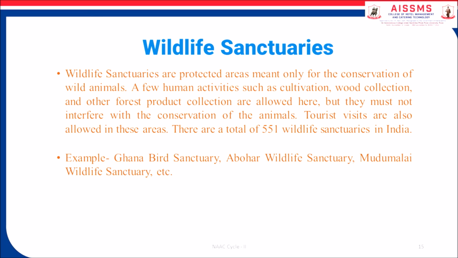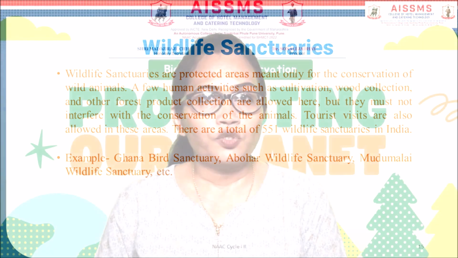There are a total of 551 wildlife sanctuaries in India. These are the places where only wild animals can be found. Certain human activities like timber harvesting, cultivation, collection of woods and other forest products are permitted unless they interfere with the conservation project. Recreation tourism is also permitted, and examples of wildlife sanctuaries are Ghana Bird Sanctuary, Abohar Wildlife Sanctuary, Madumalai Wildlife Sanctuary, etc.